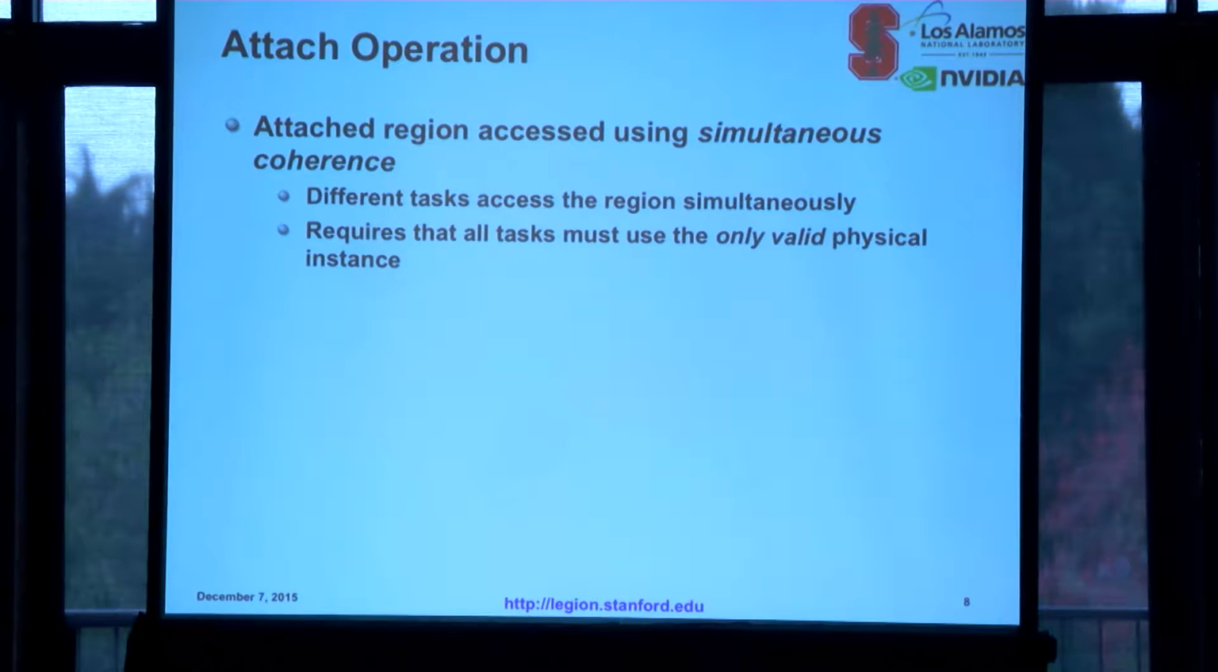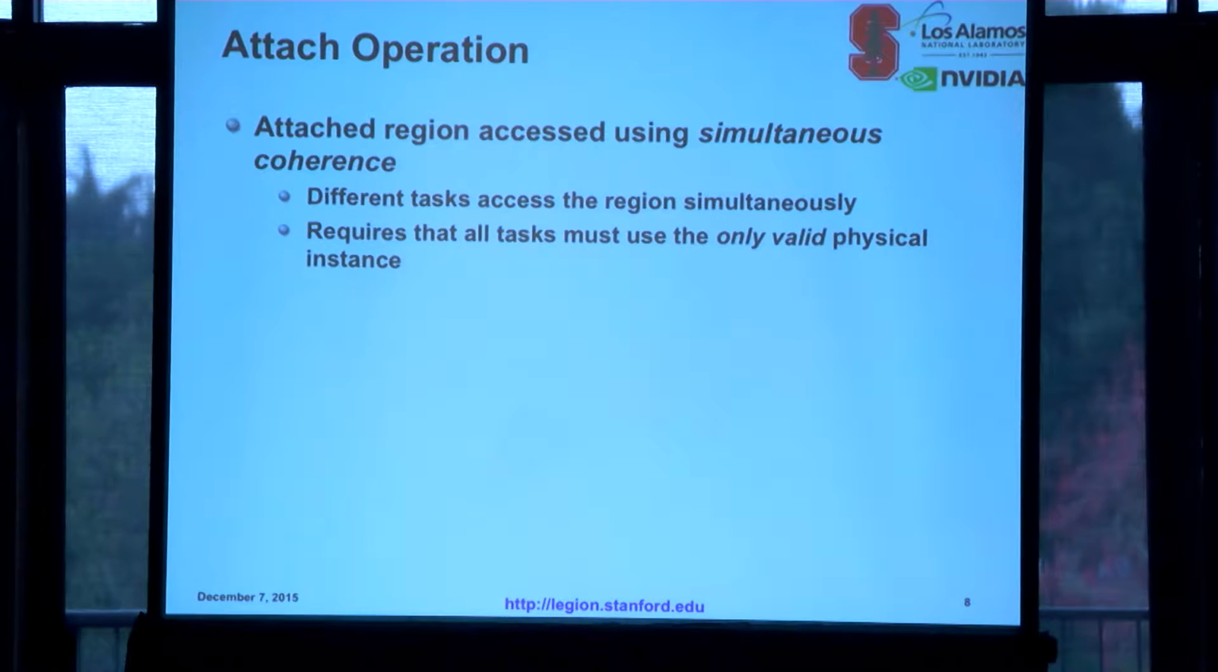So the attached region is being accessed by simultaneous coherence. In the overview talk, we were briefly introduced to simultaneous coherence. To emphasize, simultaneous coherence allows different tasks to access the region simultaneously. Here we would like to provide a relaxed coherence model so that it could enable some potential parallelism.